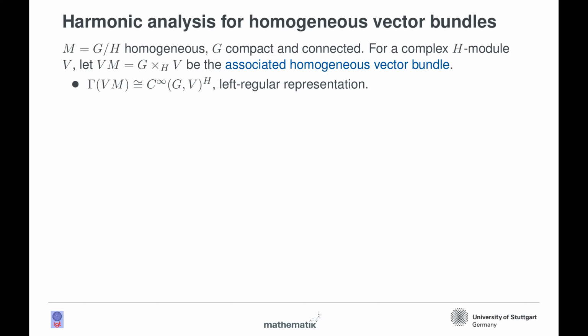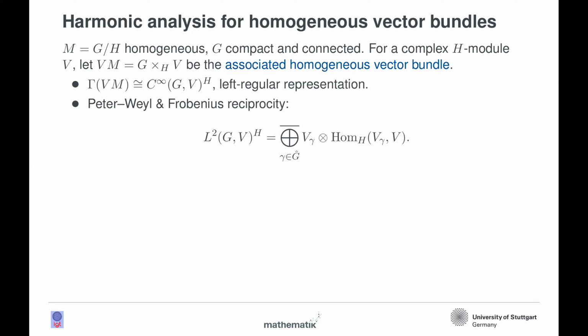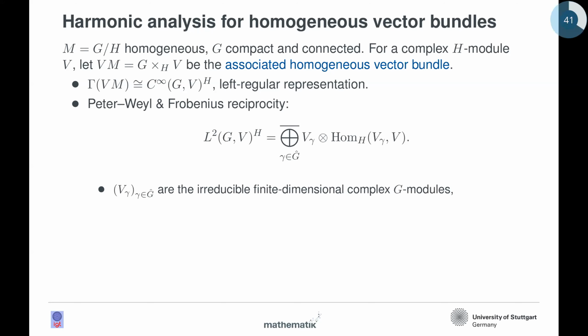And the natural thing to ask is, can we write this infinite dimensional representation as a sum of finite dimensional modules? And the answer is essentially yes, we can. By the Peter-Weyl theorem, this is the closure of a direct sum. So as a G module, this decomposes into the sum of these spaces. Okay, what are the V gamma? V gamma is a way to enumerate the finite dimensional irreducible complex G modules. So there are countably many of them if G is compact.